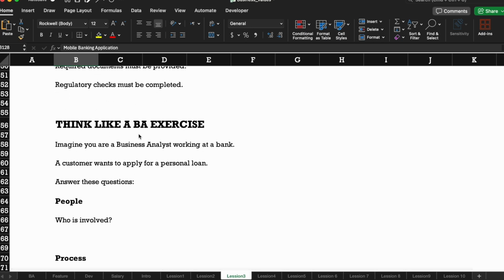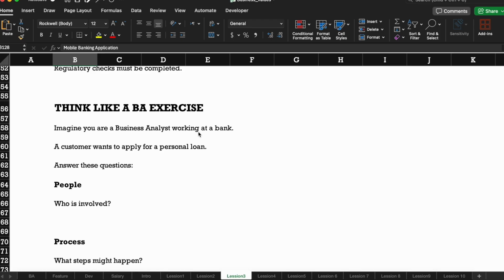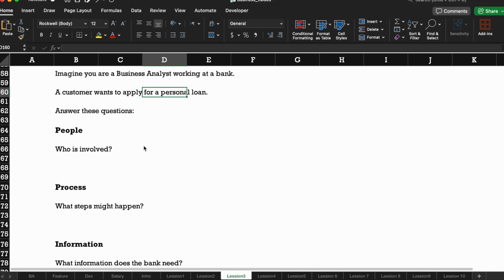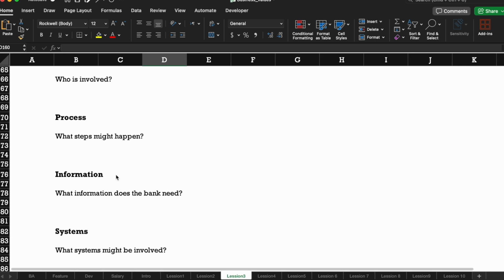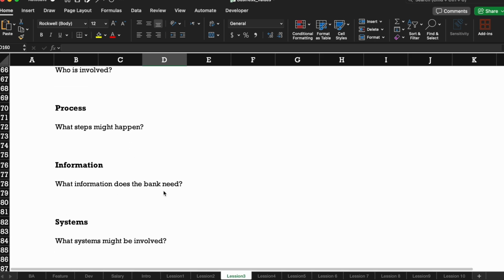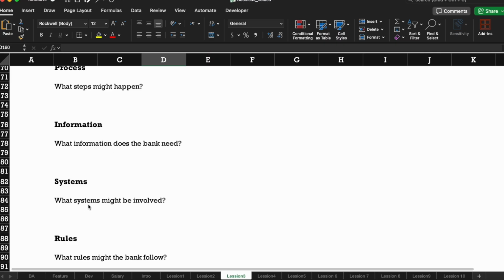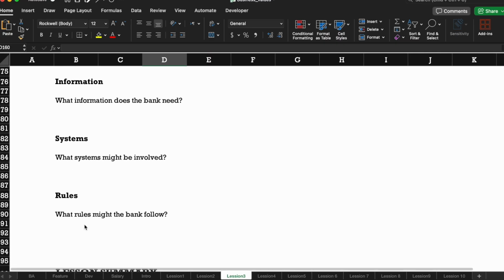Now an exercise: think like a BA. Imagine you are a business analyst working at a bank. A customer wants to apply for a personal loan. Answer these questions: People, who is involved? Process, what steps might happen? Information, what information does the bank need? Systems, what systems might be involved? And what rules might the bank follow?